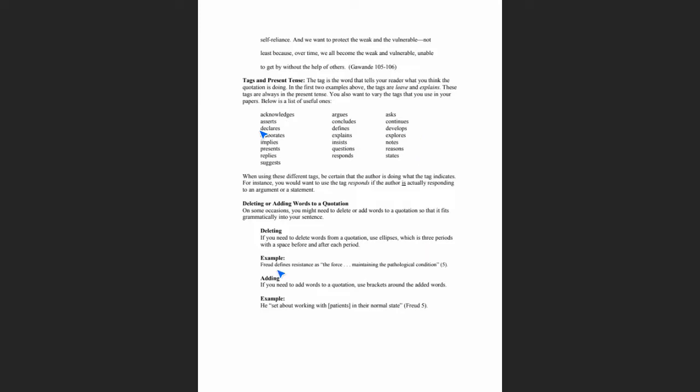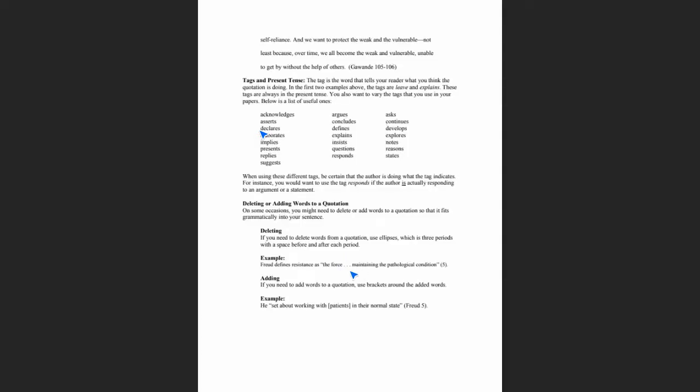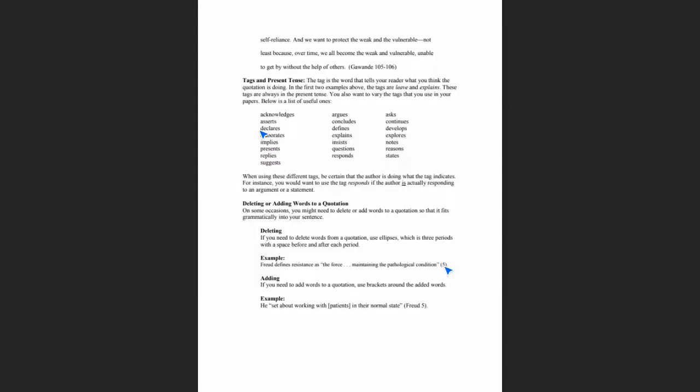So for instance, if you look at this example, Freud defines resistance as, quote, the force, ellipses, retaining the pathological condition, end quote. Those 3 ellipses let the reader know that there were words in the original citation that have been left out here. So you take them out here. Also notice too with the parenthetical citation, I just give the number, page number 5, because the author's last name is in my sentence. Likewise, sometimes you need to add words.